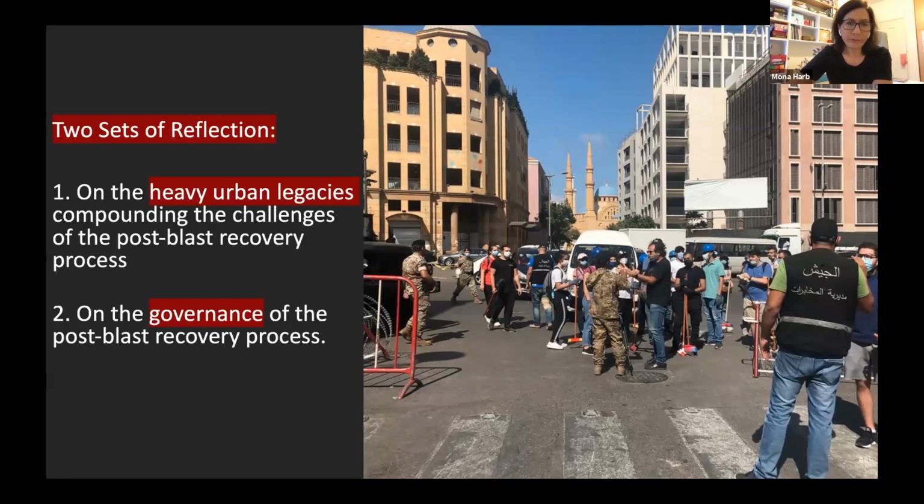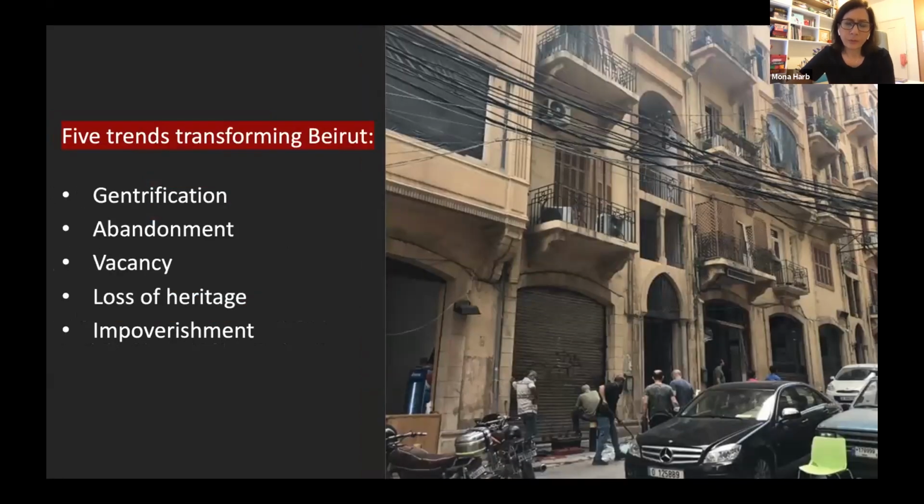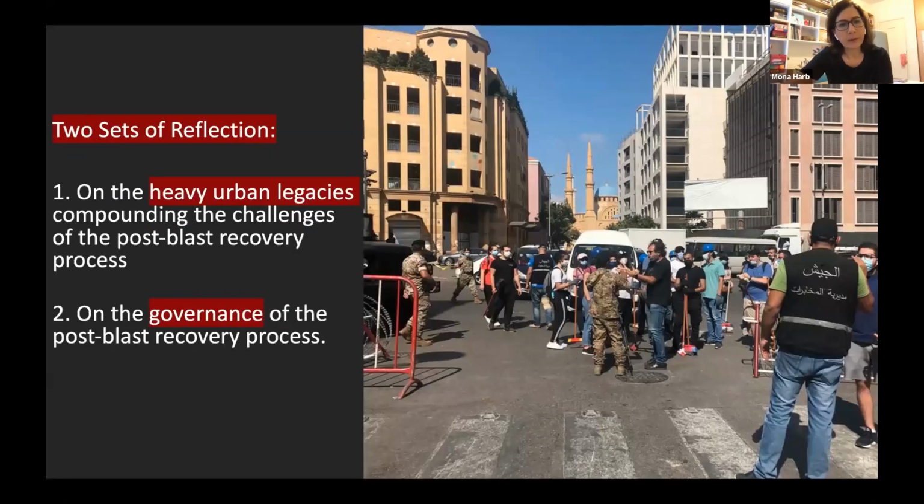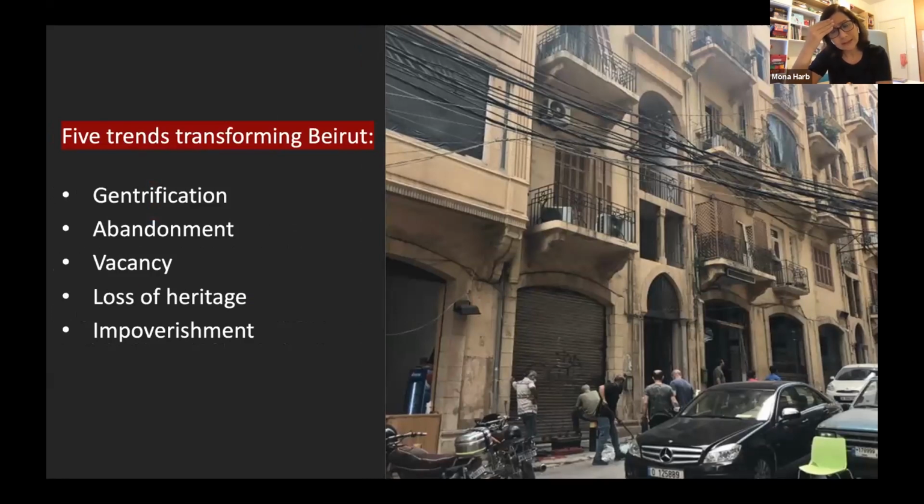So starting off, as you probably heard by now, the blast is not really a ground zero in Beirut. It's a disaster that comes on neighborhoods that have been experiencing instability for a number of years now, if not decades, depending on how much of a historian we want to be. More specifically, we've identified five sets of urban trends that have been transforming Beirut over the past years and that heavily impact its neighborhoods, including the ones hit by the blast.